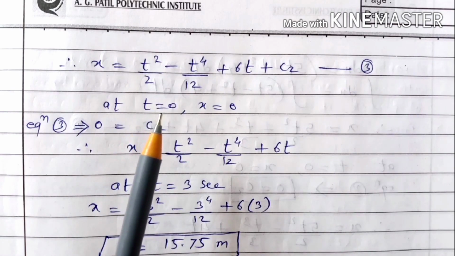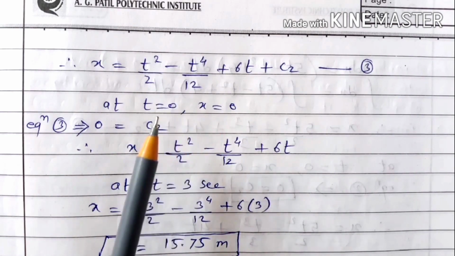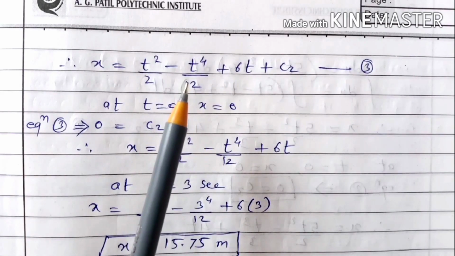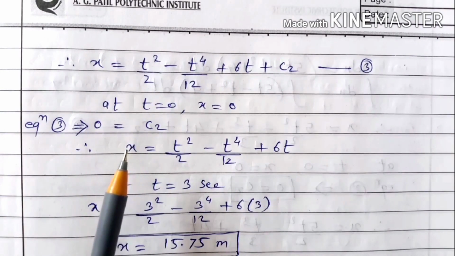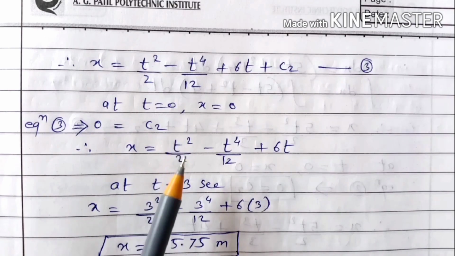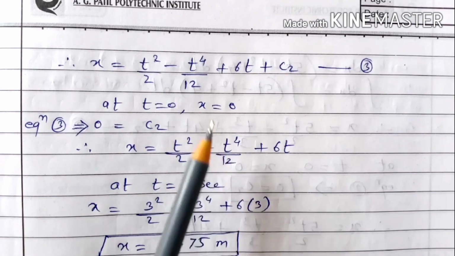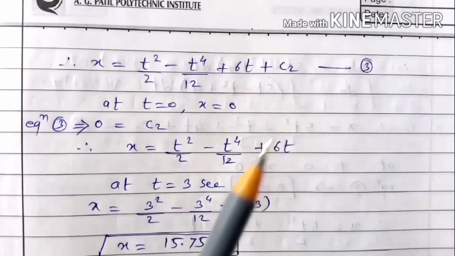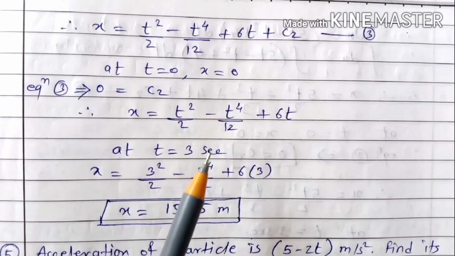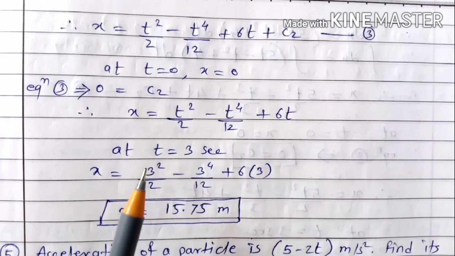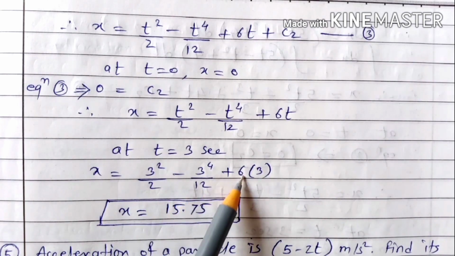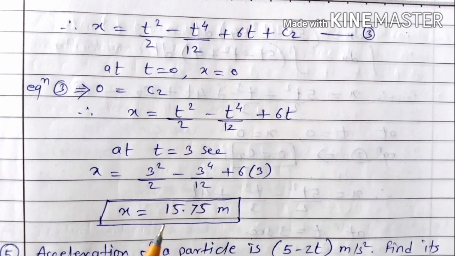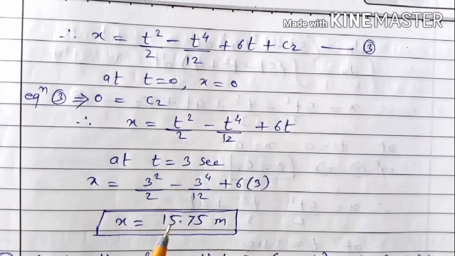Now at time t equal to 0, displacement is also 0. So we put x equal to 0 and t equal to 0 in this equation. We get c2 equal to 0. Therefore x equal to t square by 2 minus t raised to 4 by 12 plus 6t, and this c2 is 0. So at t equal to 3 seconds, we put t equal to 3 in the above equation. We get 3 square by 2 minus 3 raised to 4 by 12 plus 6 into 3. After solving this, we get x equal to 15.75 meter. This is the final answer.